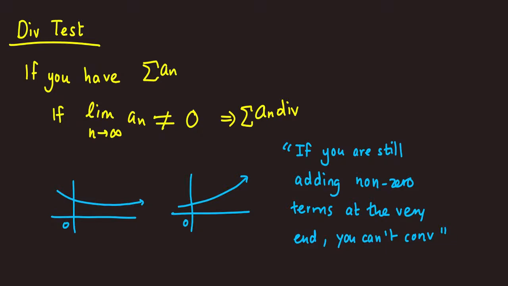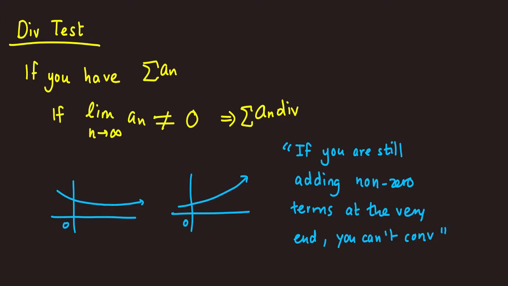So in this video, I'm going to be going over the divergence test, and all the divergence test says is that if you have a series that is a summation of the general a_n term, if you take the limit as n goes to infinity of that general a_n term and you see that it does not equal 0, then your series of a_n diverges.